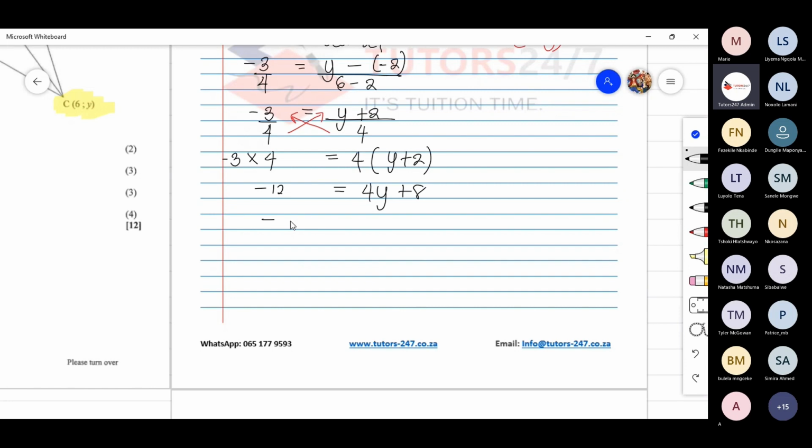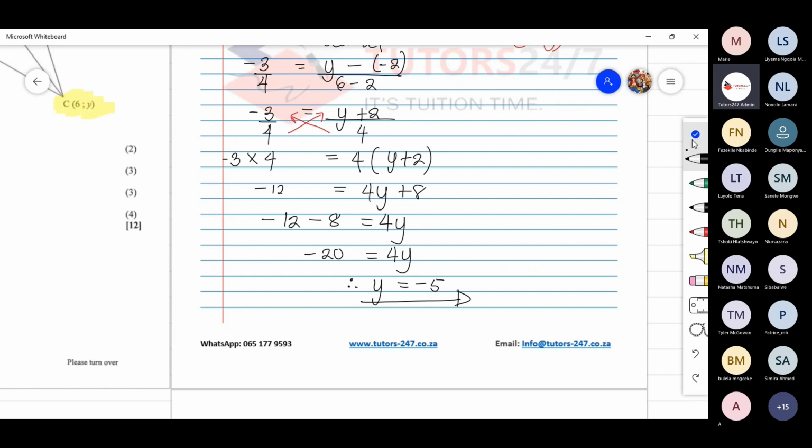From here, we can move that +8 to the left to become -8 equals 4y. From here, we have -20 equals 4y, and y is therefore equal to -5, once we divide both sides by 4. That is our answer.